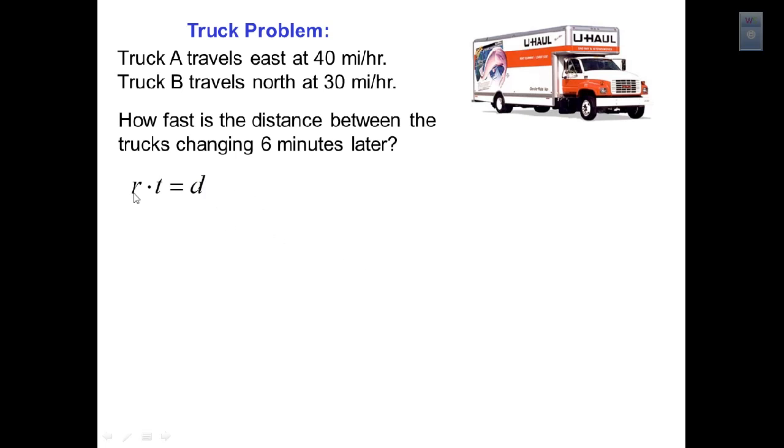Alright, well remember that rate times time equals distance. The only problem is here we've got hours, here we've got minutes, so we're going to have to convert one of these to the other. We're going to convert the minutes into hours. That's going to be 1/10 of an hour. So 40 times 1/10 gives us 4. So this is 4 miles, and that's the distance in that direction to the east. And 30 times 1/10 gives us 3. That's going to be the distance going north from the same start.